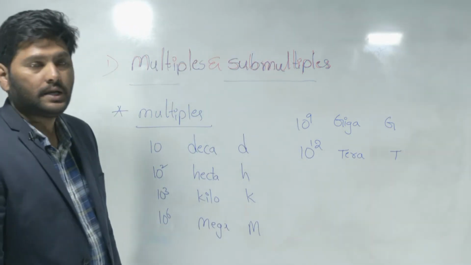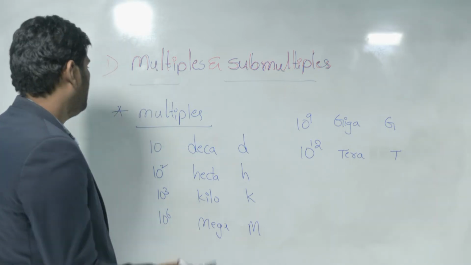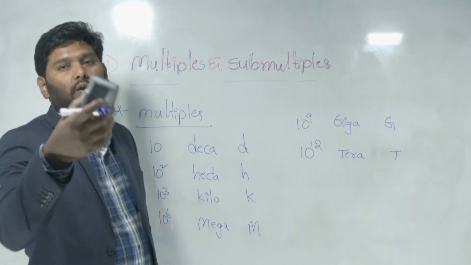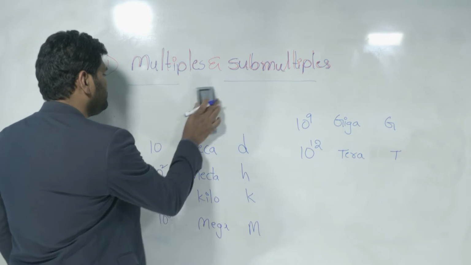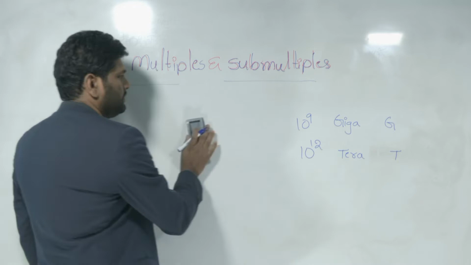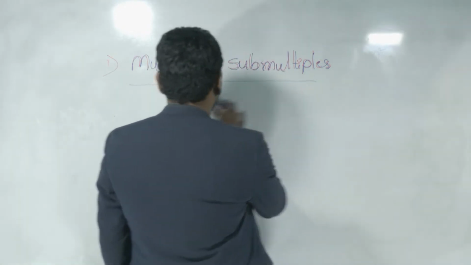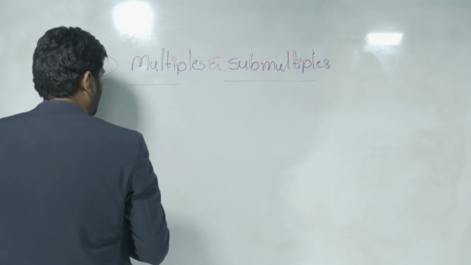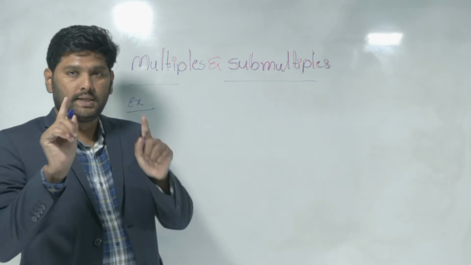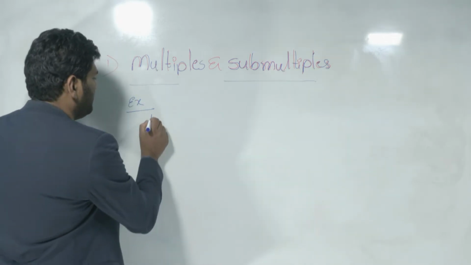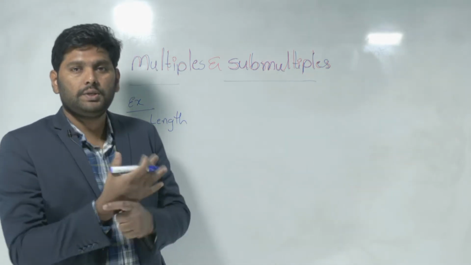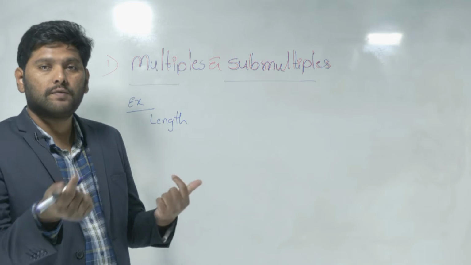Okay, next, let us see examples of these multiples. Later we will go for submultiples. So better write down these multiples and submultiples. Now, examples: how are we using them? For example, let us take length. I am measuring length. This is a length unit. How are we using these multiples and submultiples for length?